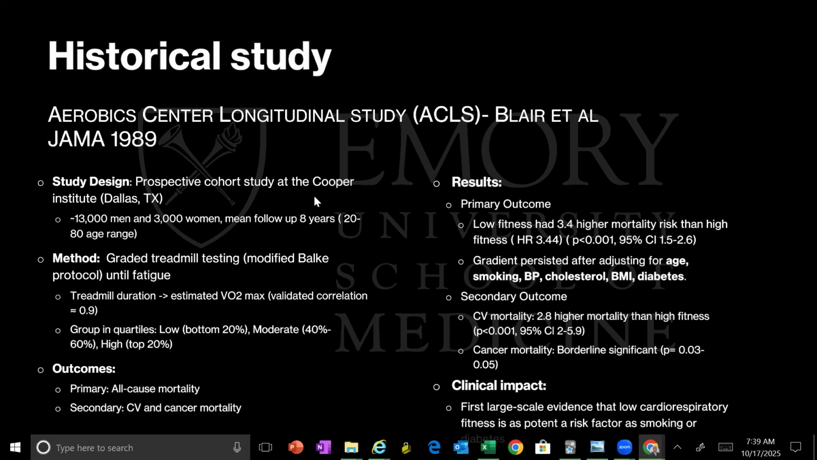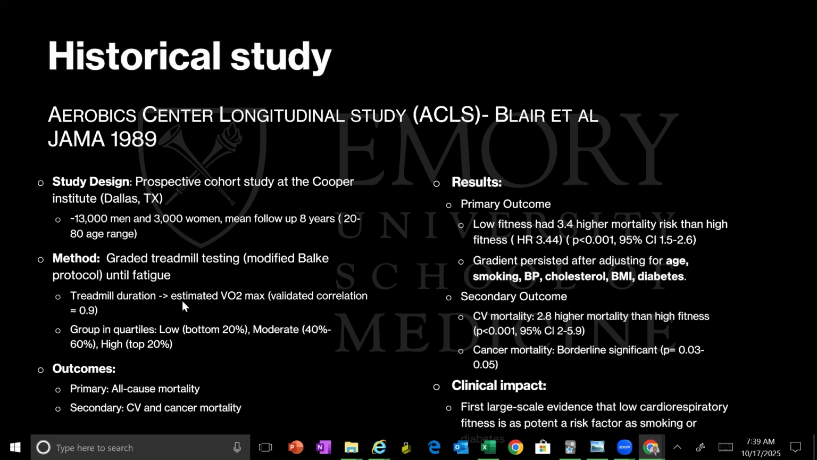So with this wide age range you see from 20 to 80 years old, he had all these people in his practice. So they decided they wanted to study this VO2 max and see what it means. They took about 13,000 men and 3,000 women from the patient panel that agreed to the study. They followed them on average about 8 years. And for the method of the study, they wanted to put them on a treadmill. So they did treadmill testing.